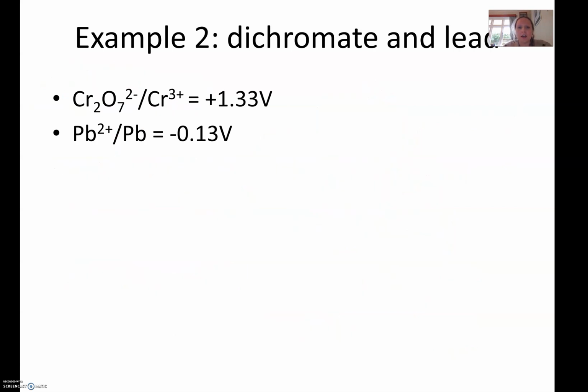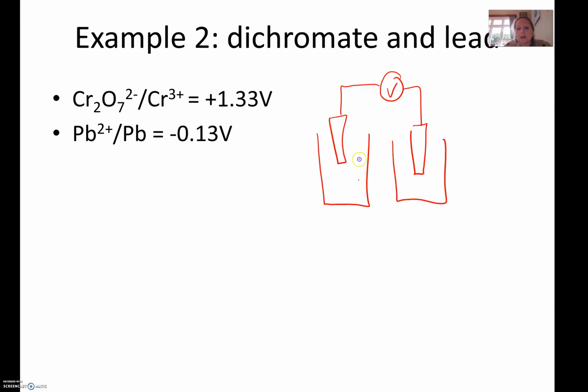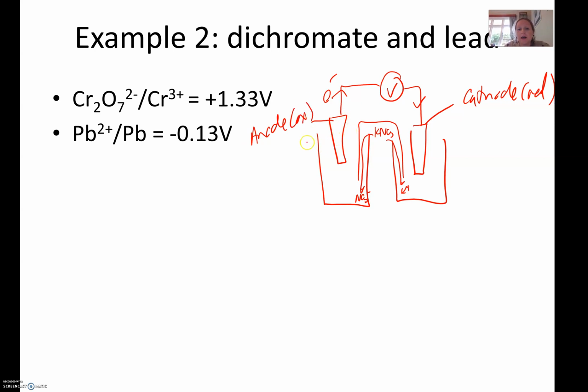Okay, so this time we've got dichromate and lead. So we start off with our normal template. Okay, your two cells, the salt bridge of KNO3, K plus goes down here, nitrate goes down here. Electrons flow from your anode to your cathode, so cathode is the site of reduction. Anode is the site of oxidation. Anode is negative, cathode is positive, and so far we've got our nice template.